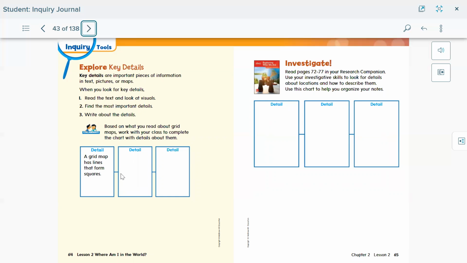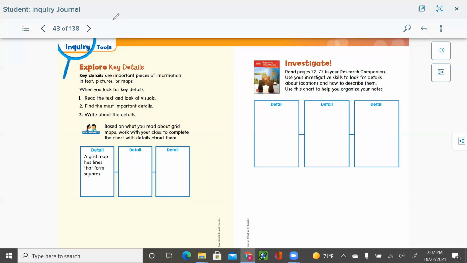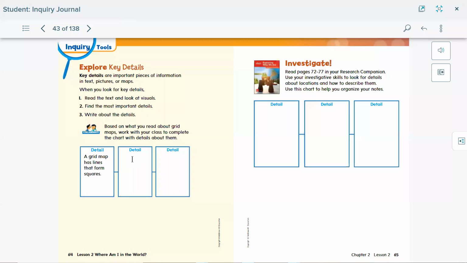There are letters and numbers, right? And then the letters and numbers of a box tell the location of something. So we have 3 details for the grid map. We know that the grid map has lines that form squares. That's the first detail that's done for you. Now let's put in more details and more information.